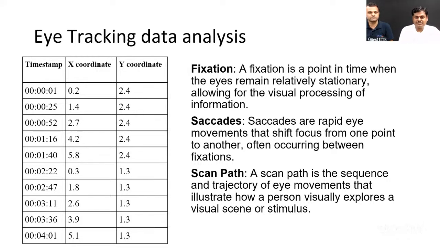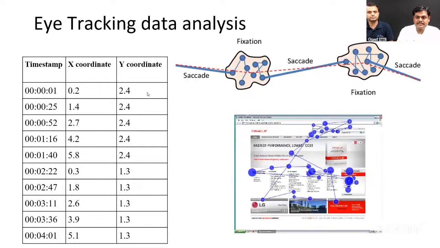So what is fixation? Fixation is a point in time where the eyes remain relatively stationary, allowing for visual processing of the information. For example, in this next slide, we can see, for example, this is one AOI. AOI means area of interest. For example, you have developed something and the learner is looking at this area.